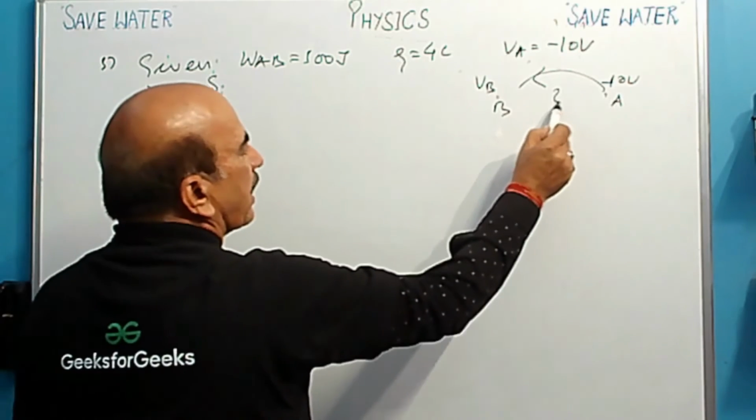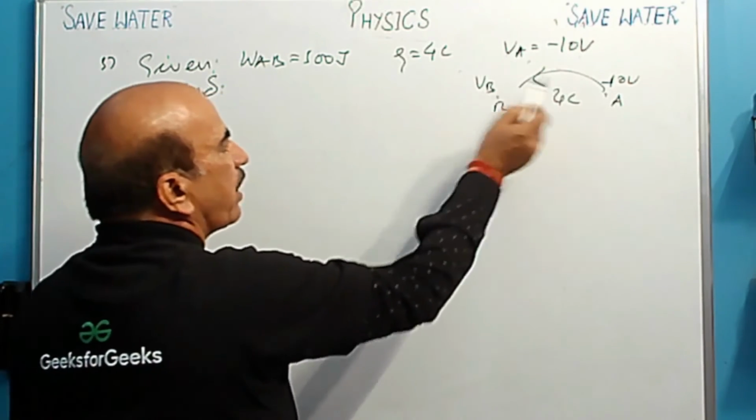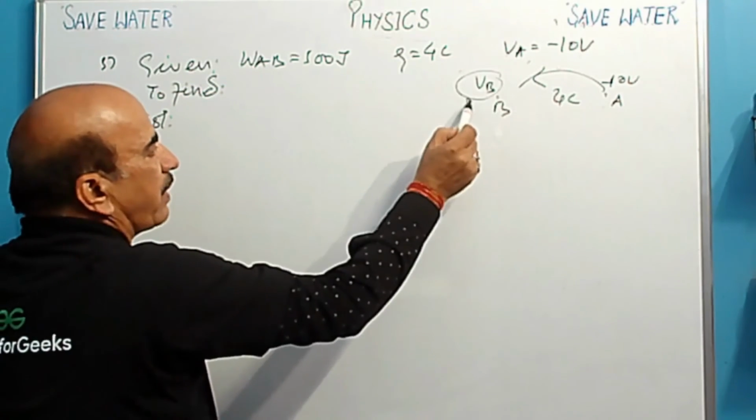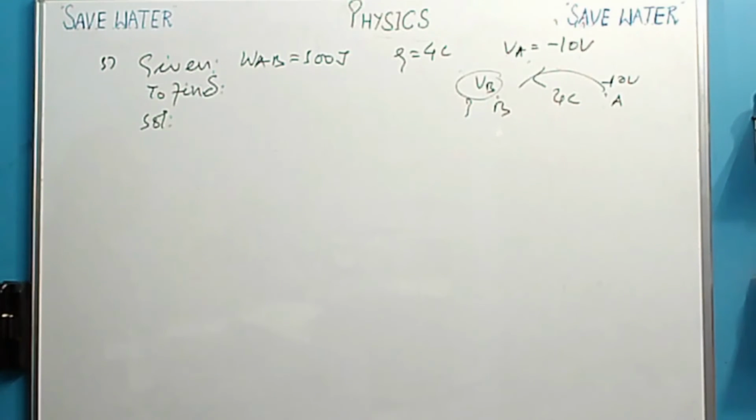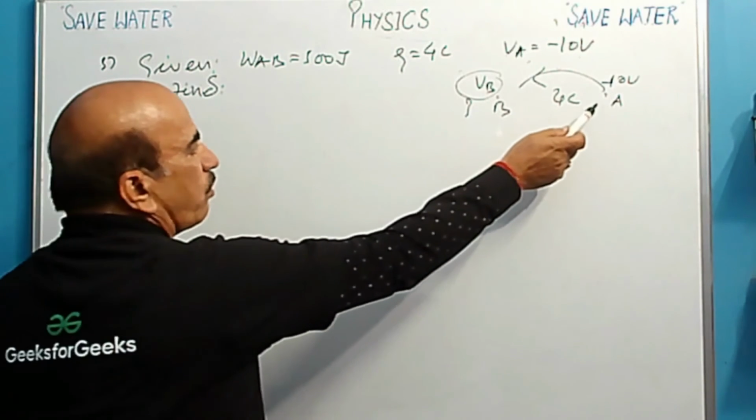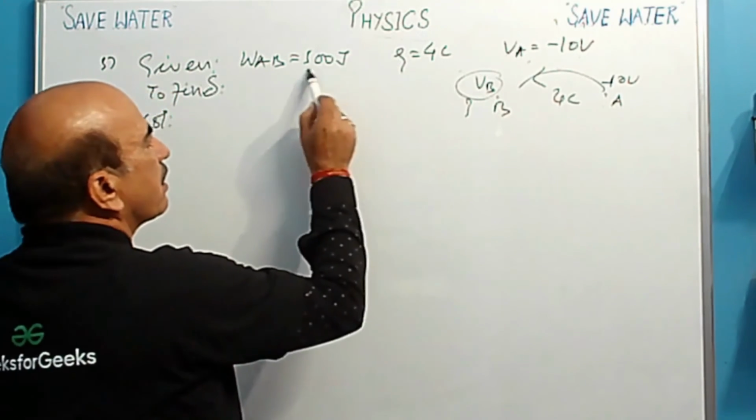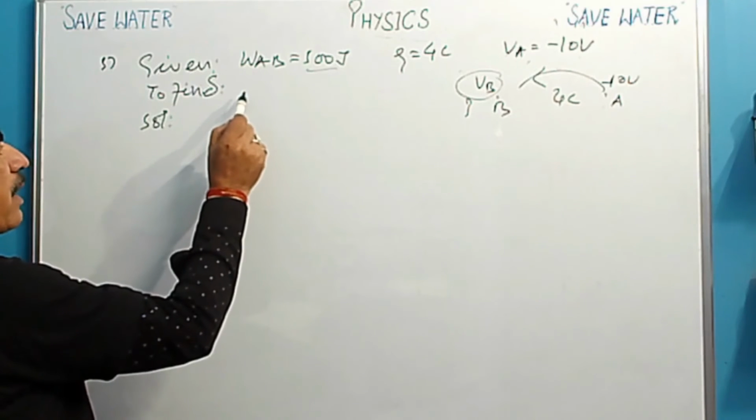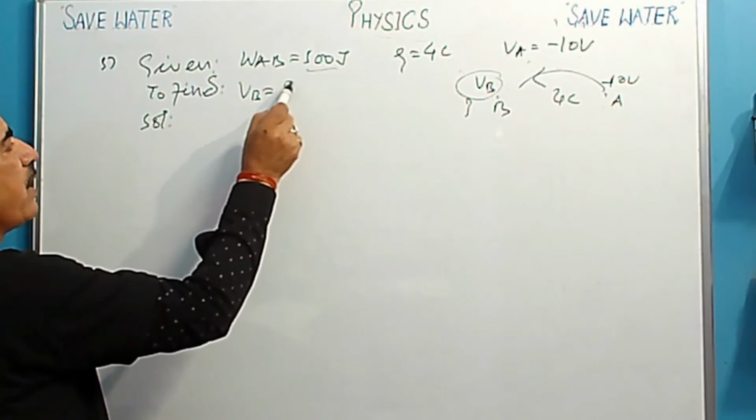कितना charge move कर रहा है? 4 coulomb charge is moving from A to B. B पर potential हमको नहीं मालूम है. This we have to find out. And the work done to move it from A to B is 100 joule. To find क्या करना है? VB we need to find.